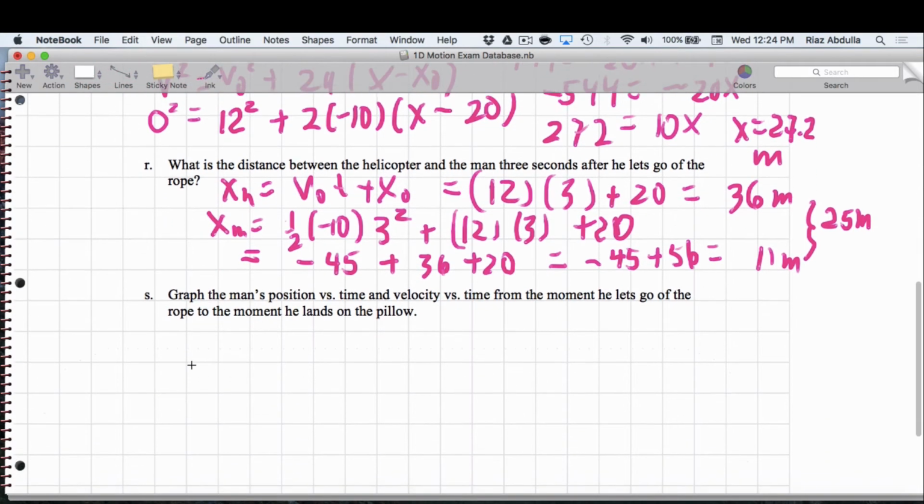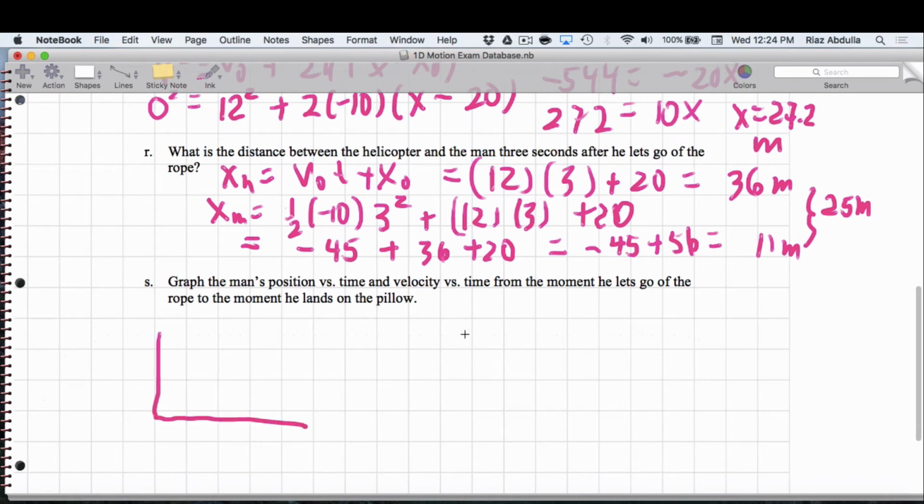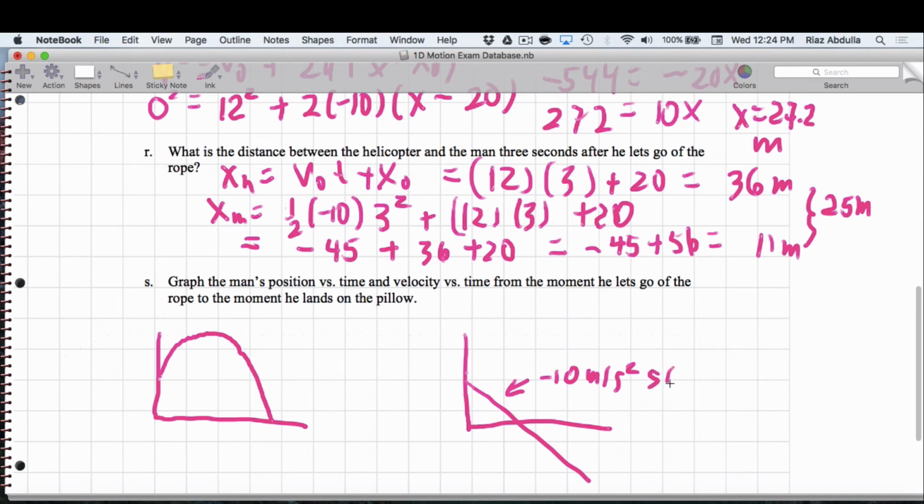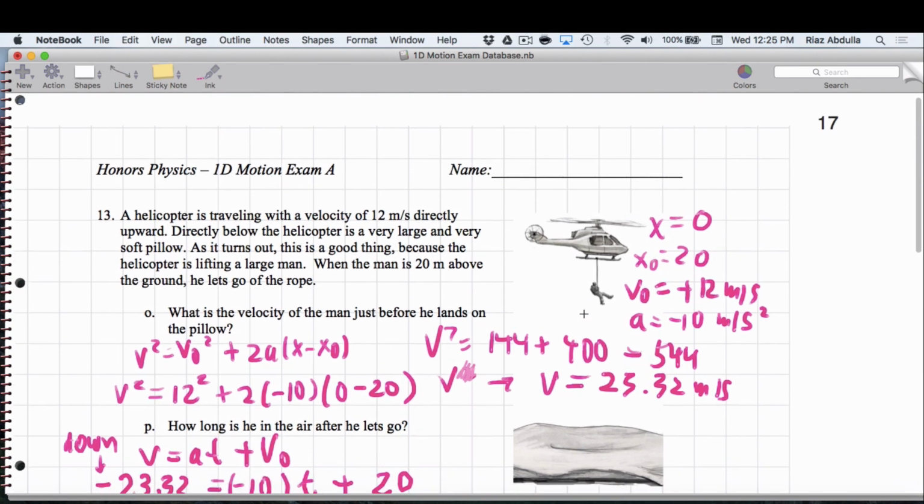And then position versus time and velocity versus time. Let's be clear. So the guy starts here, moves up, and then falls back down to the ground. And as far as velocity goes, it's going to look something like this. But the whole time the slope should be negative 10 meters per second squared. So he's moving up, slowing down to rest at the top, then falls down to the ground. So that is question number 13.